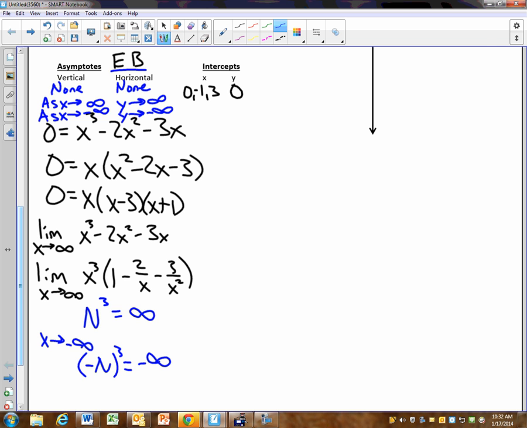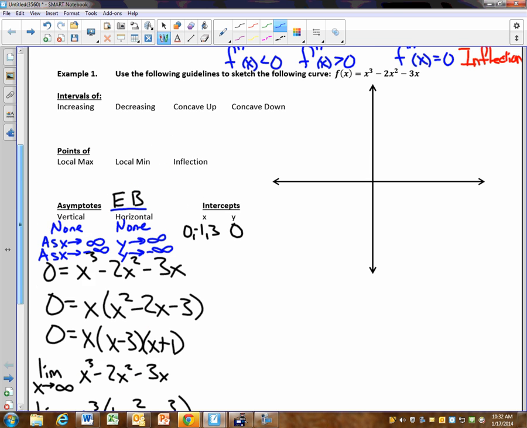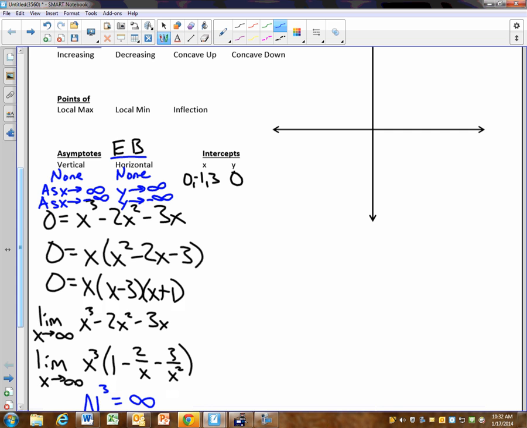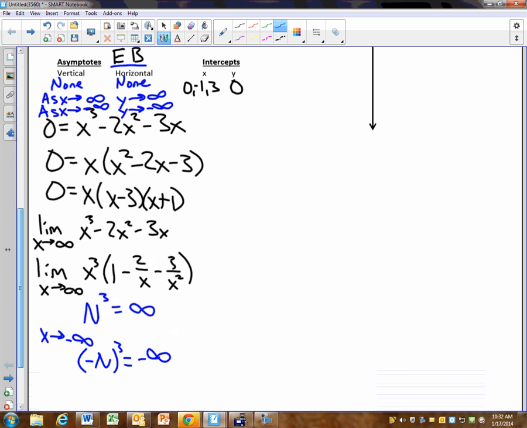Now we want to get to the other pieces that describe this function, which are intervals of increasing, decreasing, concavity, max, mins, and inflections. What do I have to do for those? Find the derivative. So let's take the first derivative. F prime of x is equal to what? 3x squared minus 4x minus 3. Set it equal to 0.